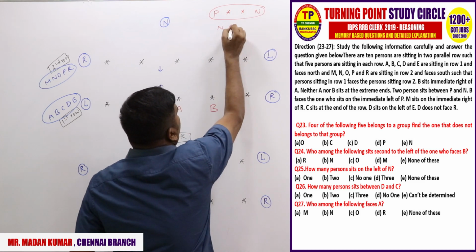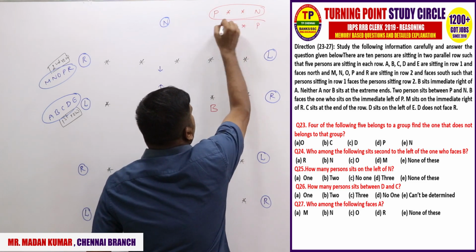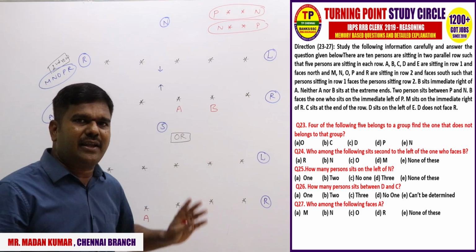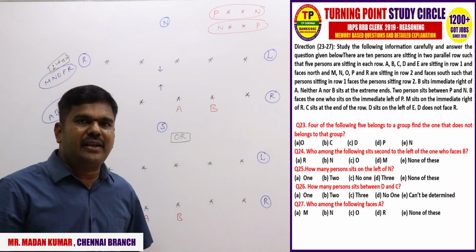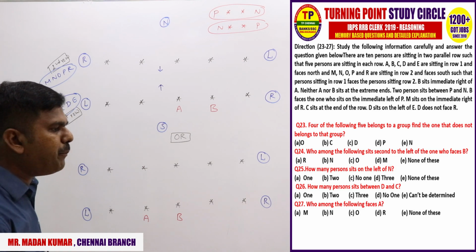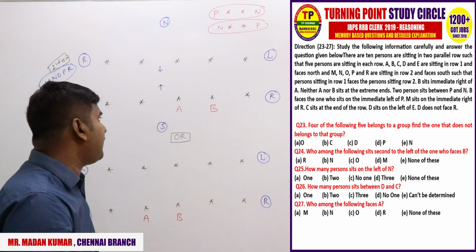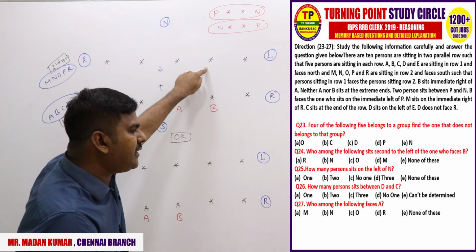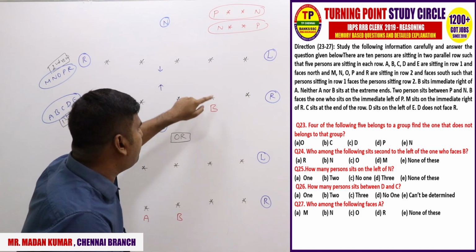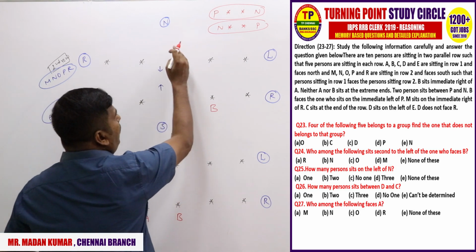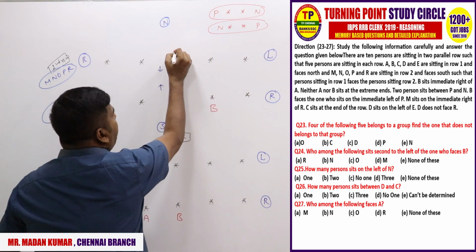Or this possibility: N can be first and P can be next, right? Two persons sit between P and N. Just mention the secondary information separately. We will see if any other clue is given. B faces the one who sits on the immediate left of P. So B faces the one who sits immediate left of P. P's left side means, for the second row, left is this one, right is this one, and P will be here.